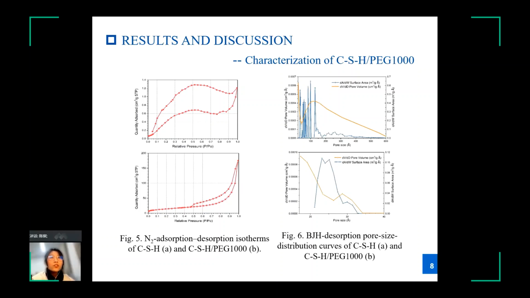When PEG is introduced into CSH, the pores of CSH larger than 4 nanometers are almost completely contained by PG1000 molecules. The steep decrease in specific surface area, pore volume, and pore size combined with the electron microscopy results proves that the PEG1000 could indeed fill the multi-scale pores of CSH.